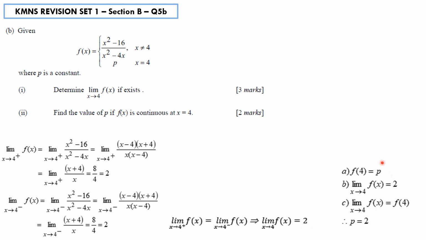It also says find the value of p if f(x) is continuous at x equals 4. We are using the three conditions of continuity. The first one is that f(4) must exist, which we can see from the function: f(4) is equal to p. The limit as x goes to 4, that we actually found earlier, is equal to 2. So if this function is continuous at x equals 4, the value of f(4) and the limit as x goes to 4 must be the same, so that is why p must equal 2.